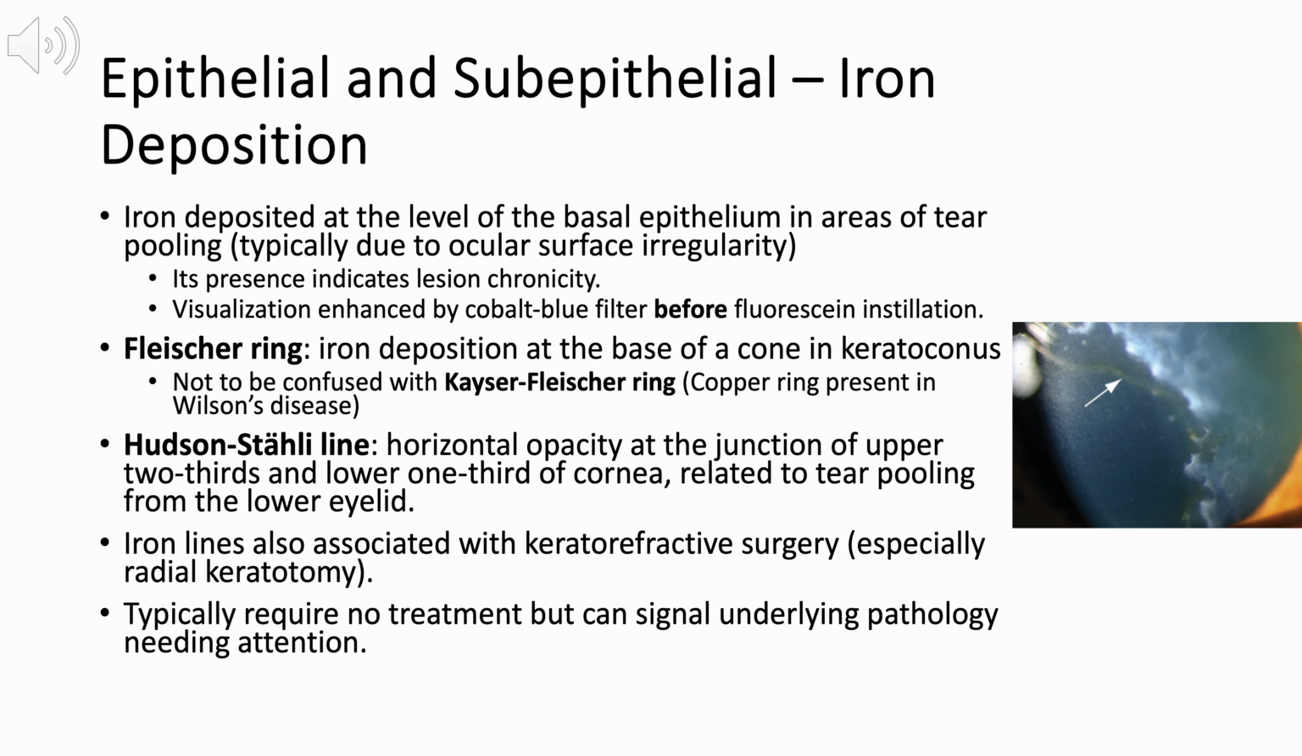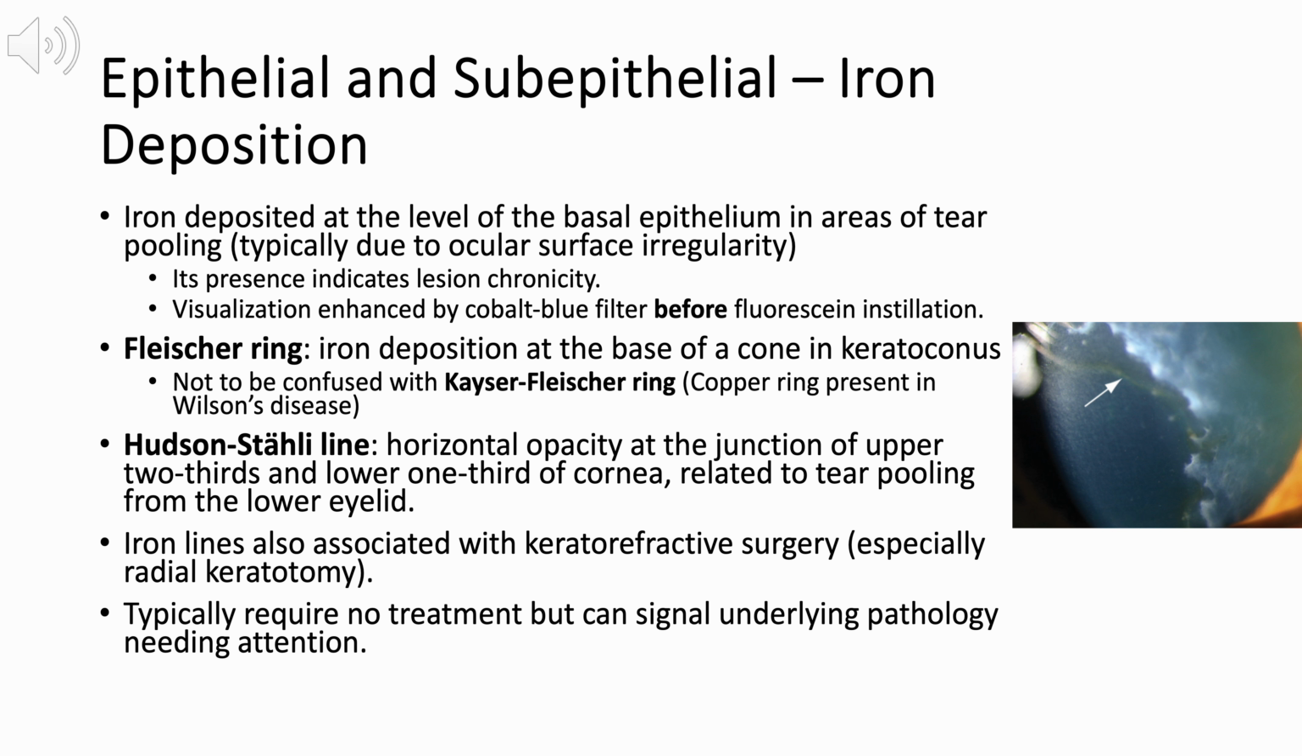Iron deposition in the cornea occurs at the level of the basal epithelium in areas where tear pooling is present, typically due to ocular surface irregularities. Its presence serves as an indicator of lesion chronicity, and visualization can be enhanced by using a cobalt blue filter before fluorescein instillation. A well-known presentation is the Fleischer ring, where iron accumulates at the base of a cone in keratoconus. This should not be confused with the Kaiser-Fleischer ring, which is a copper deposit seen in Wilson's disease.